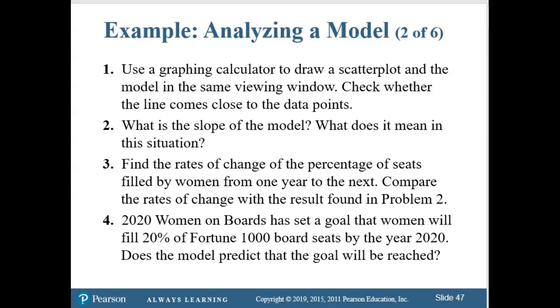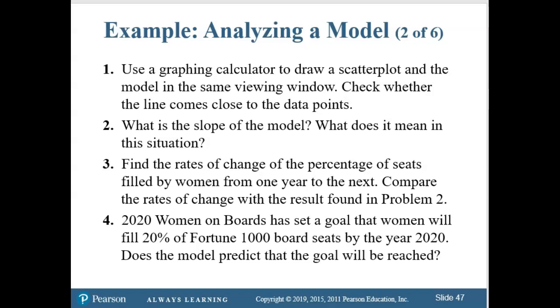The last part of this problem has you looking at 2020. Women on the boards has set a goal that women will fill 20% of the Fortune 1000 board seats by the year 2020. What does your model predict will happen in the year 2020? Please put this prediction down in your notebook, and along with it, write a sentence that states your model predicts in 2020 blank percent of women will fill the Fortune 1000 board seats.